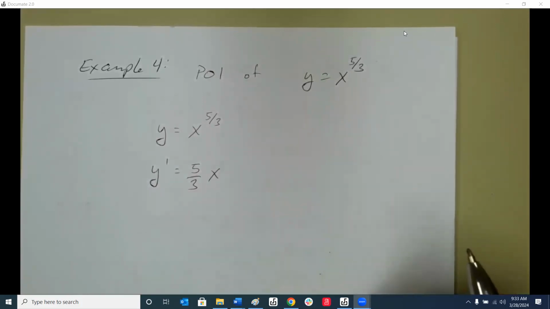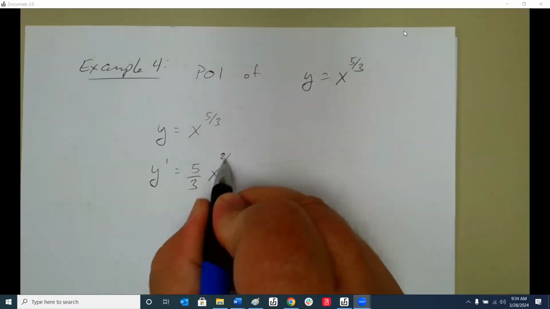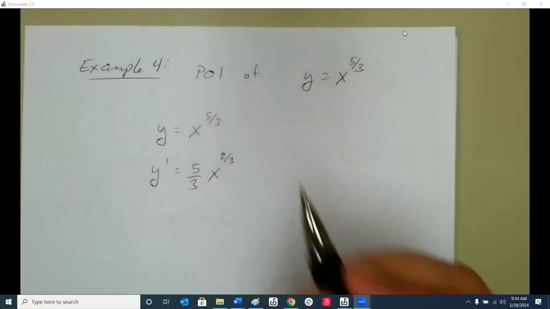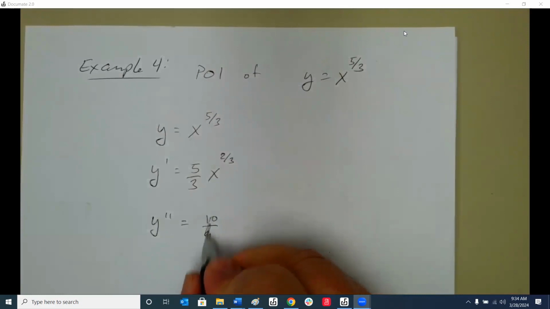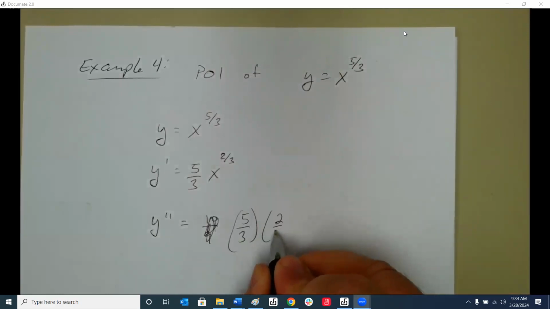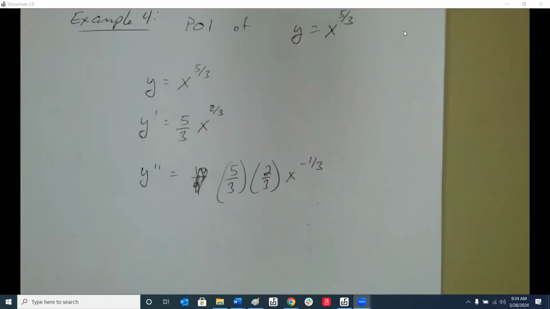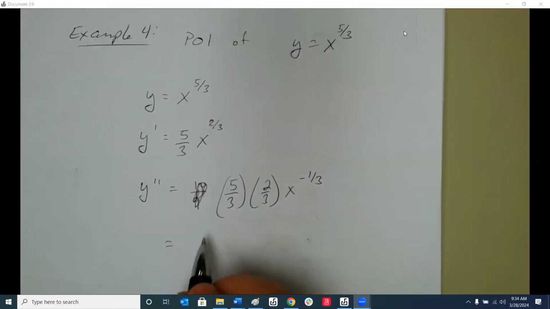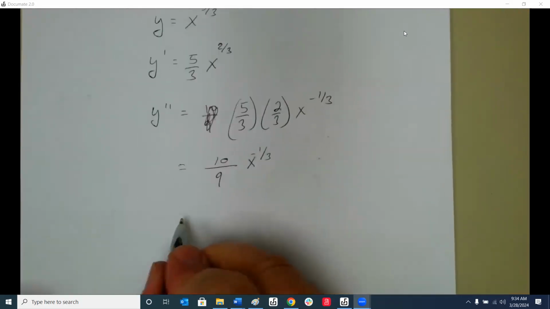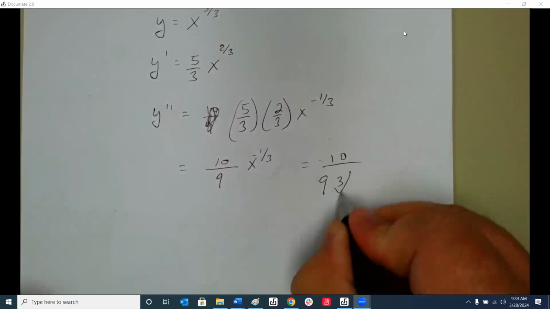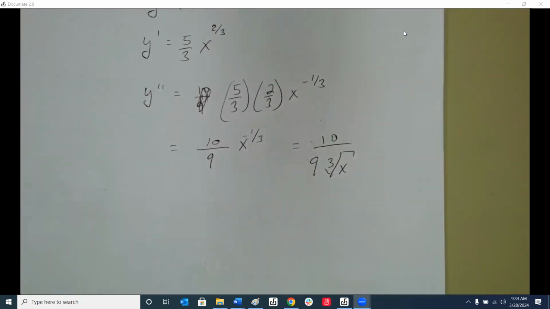So what's the first one going to be? What's the power of the first derivative? Because you subtract 3/3. And the second derivative? Five thirds times 2/3 x to the power 1/3. So where would the point of inflection be there?